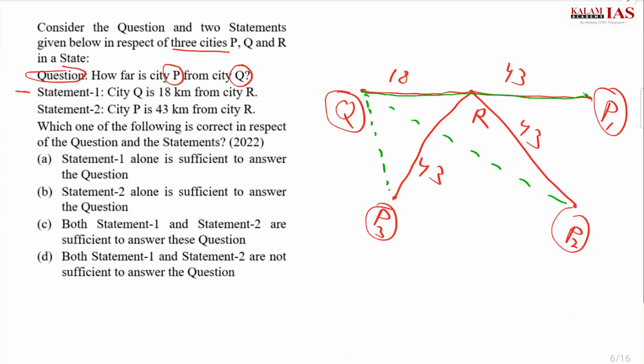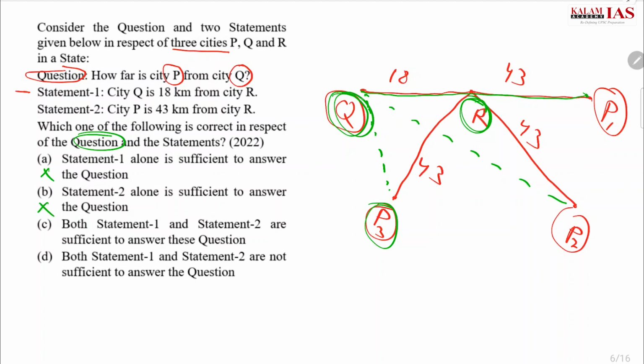So which of the following is correct in respect to the question and the statement? Statement 1 is not sufficient because that just gives distance between P and R, not between P and Q. So this is wrong. Statement 2 is alone sufficient? No, city P is 43 kilometers from city R. So distance between these two are given, which again does not give the value of the distance between Q and P. Again, statement 2 is not sufficient.